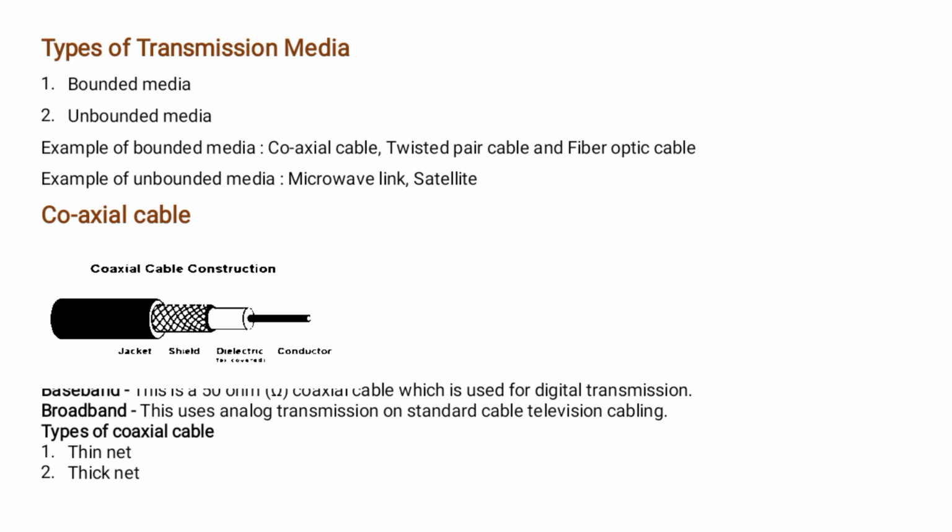Now what are the disadvantages of coaxial cable? First drawback of this cable is that a single cable failure can fail the entire network. Next one is that it is difficult to install and expensive when compared with twisted pair. And the last drawback of this cable is that if the shield is imperfect, it can lead to a ground loop. Now these are the drawbacks of coaxial cable.